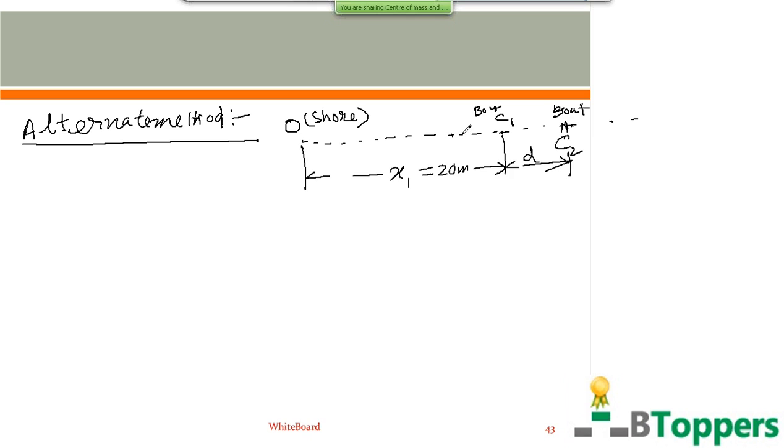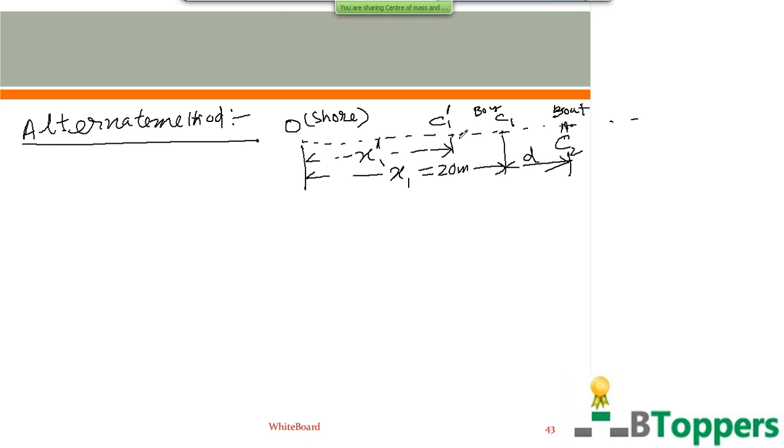The boy walks on the boat toward the shore to some distance. So let C1 dash denote the new position of the center of mass of the boy after he walks on the boat and stops. Let x1 dash be the new distance of the boy from the shore. Some students may commit the mistake of subtracting 8 meters from 20 meters. They may think that the answer is 12 meters.